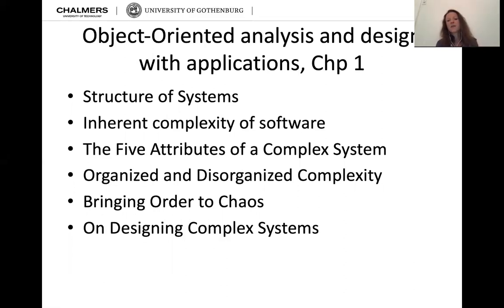Then he gets to the 5 attributes of a complex system. And honestly, I'm blanking out on these 5 right now.